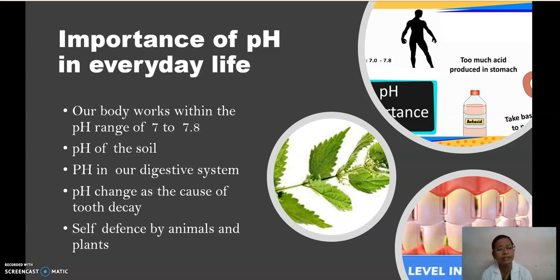And the other thing is self-defense by animals and plants. I told you that sometimes ants bite and we get a burning sensation. And sometimes wasps, such small insects, when they bite, we feel irritation or a burning sensation. Pain is formed because these insects are injecting some acid into our body. So if you immediately apply baking powder, the base neutralizes the effect of the acid and we get rid of that pain.